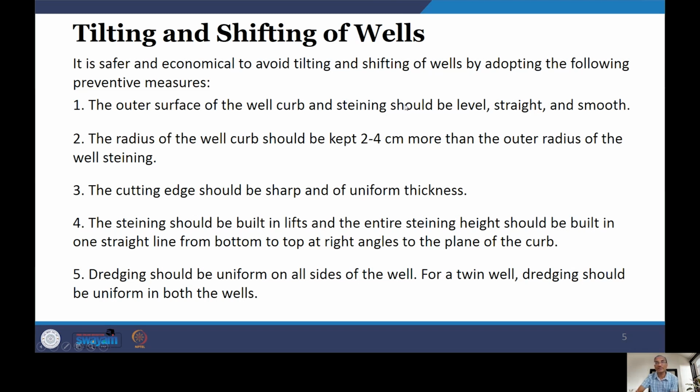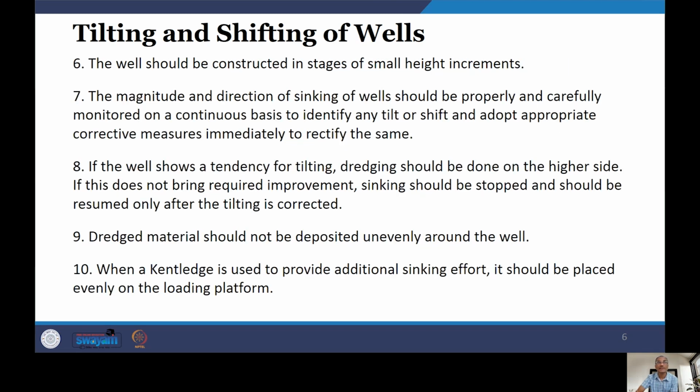The cutting edge should be sharp and of uniform thickness. The steining should be built in lifts, and the entire steining height should be built in one straight line from bottom to top at right angles to the plane of the curb. Dredging should be uniform on all sides of the well. For a twin well, dredging should be uniform in both the wells. Then the well should be constructed in stages of small height increments. That means rather than constructing at one time, it should be constructed in increments, as we discussed earlier.